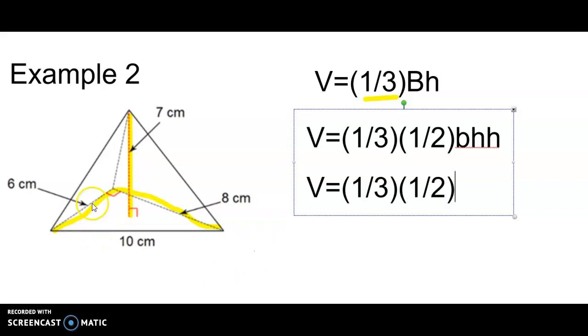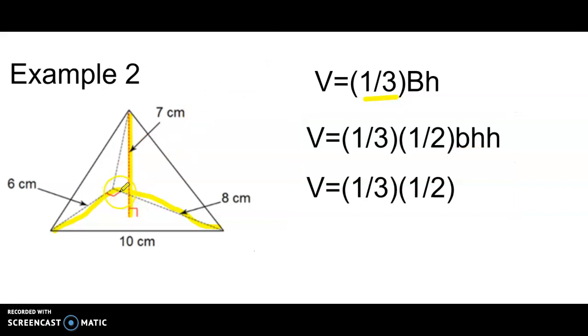The base of this triangle here is going to be 6. The 10 is the hypotenuse. That is not going to be the height. It is the hypotenuse of this triangle. And so we cannot use this.